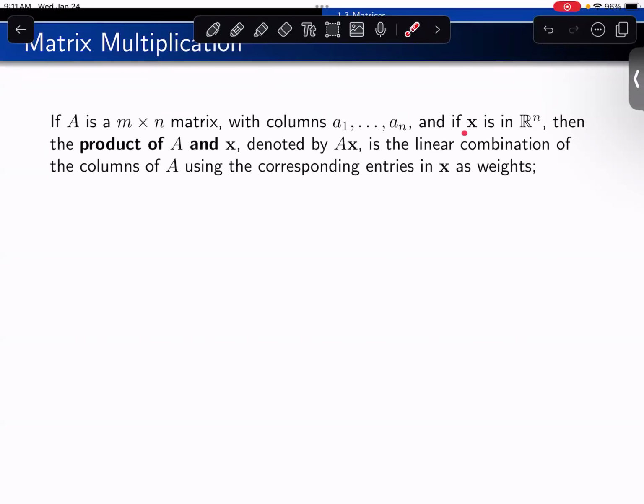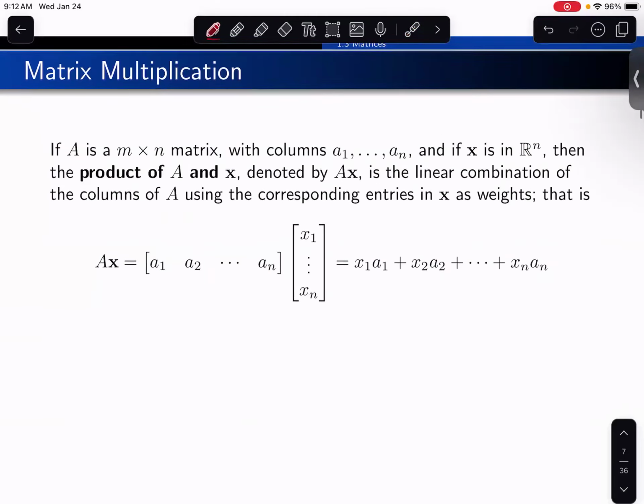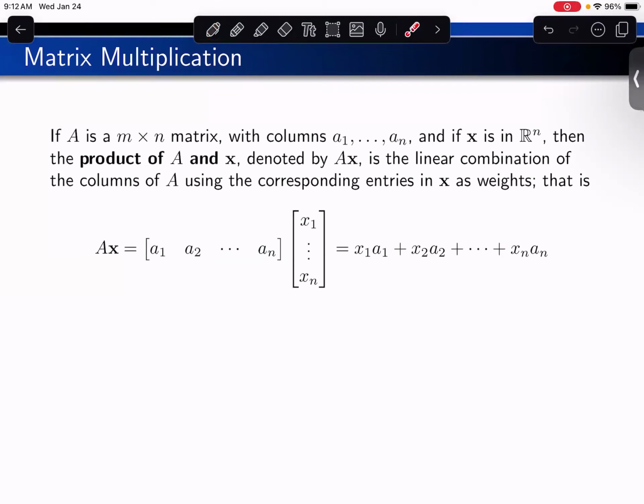And then we're going to assume that this bold X is a vector in Rn. Then the product of this matrix A and this vector X is going to be denoted by AX, like A times X. And it's going to be the linear combination of the columns of A using the corresponding entries in X as weights. So what I mean by this is if we have that A is this matrix right here. Again, A1 up until AN, these are column vectors with m elements in them. And then this is our X.